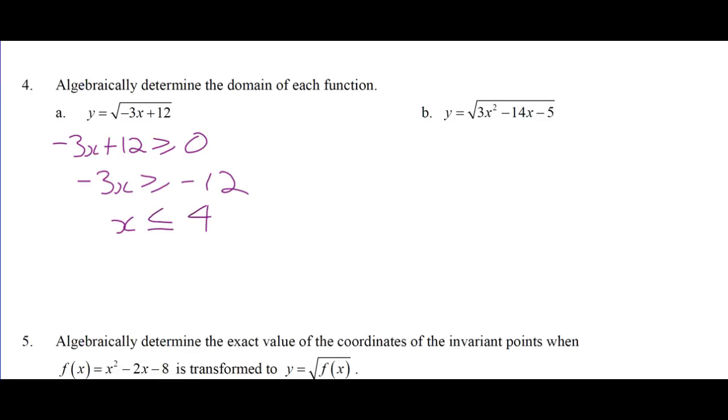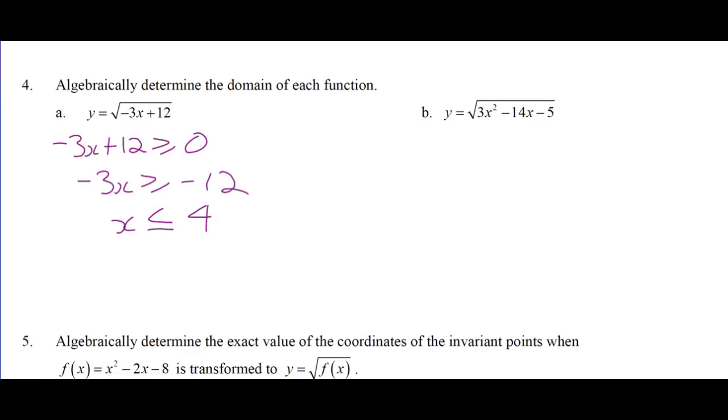So any number less than 4 is good. 4 is good because it makes it 0, right? Negative 3 times 4 is negative 12. Negative 12 plus 12 is 0. You go below 4, so you get to 0, then you get 12. As soon as you get into the negative x values, negative 3x is now positive, right? So basically, less than 4, negative 3x is going to be smaller than or equal to 12 in a negative sense, and then it's just going to turn positive.